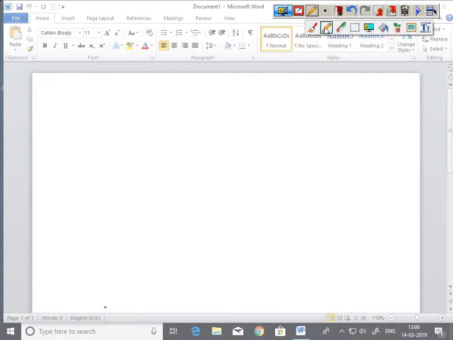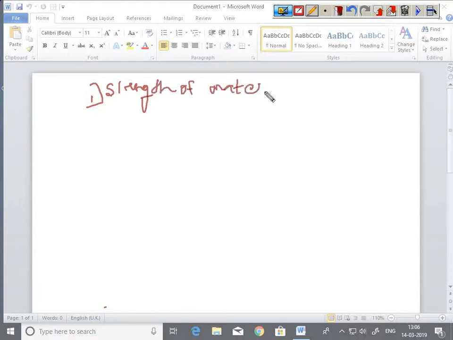So the first and foremost thing is, always start with the basic things. So first thing is, always start with the conceptual things. Always learn strength of materials. And the next thing is finite element analysis. Because we are learning Hypermesh, so FEM will always help you to make the concepts very clear.